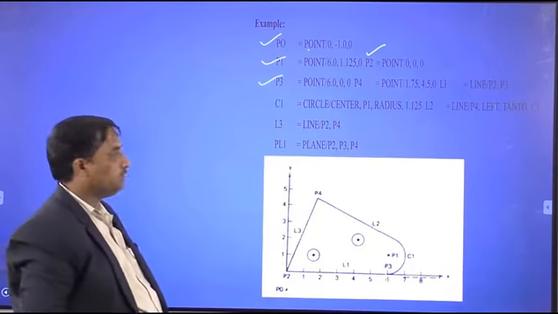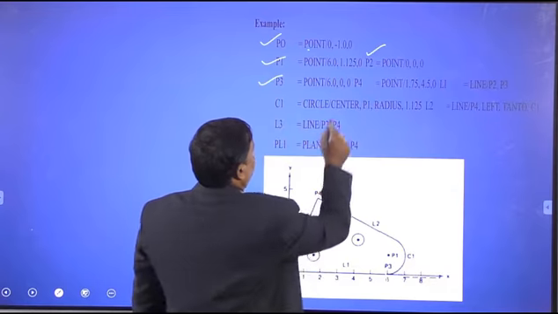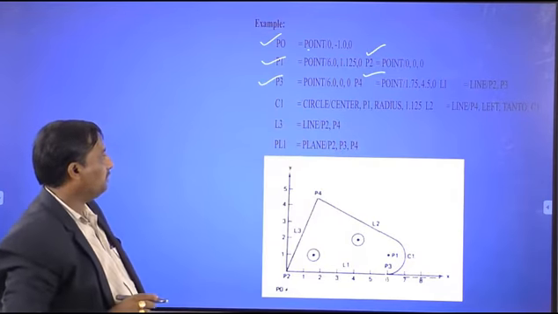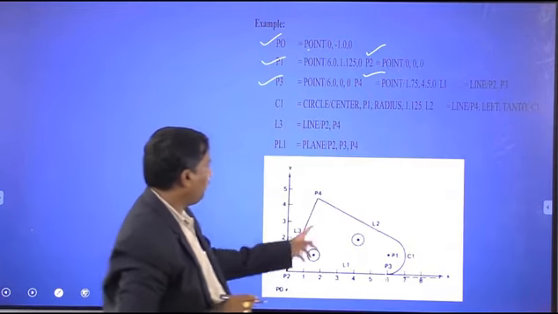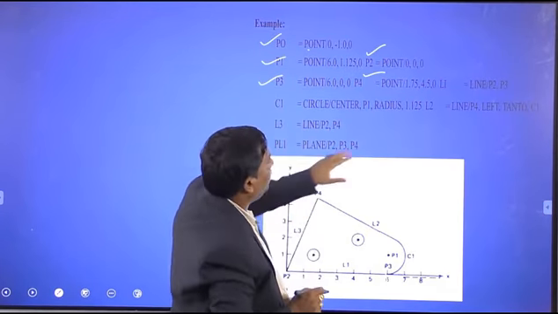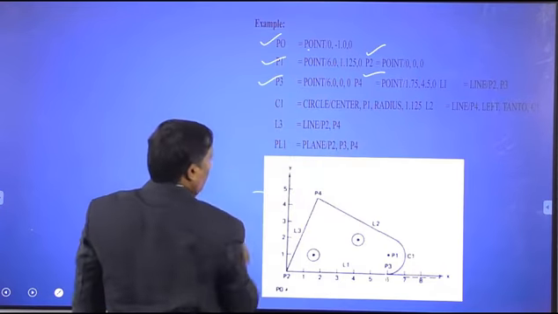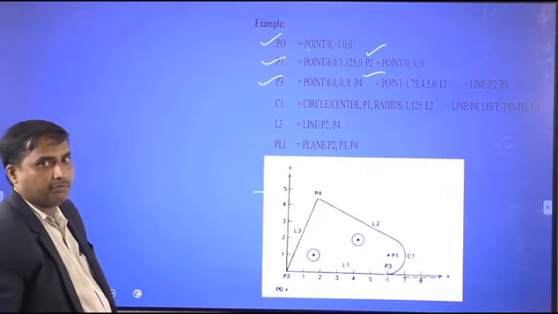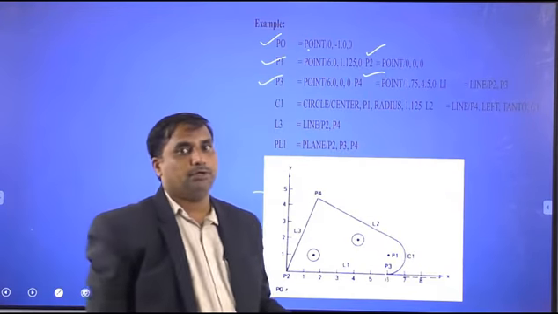X coordinate is 6, y is 0, z is 0. Next point P4. What are the coordinates for P4? 1.75 x coordinate, 4.5 y coordinate, z is 0. Up to now I have defined 5 points: P0, P1, P2, P3, P4.